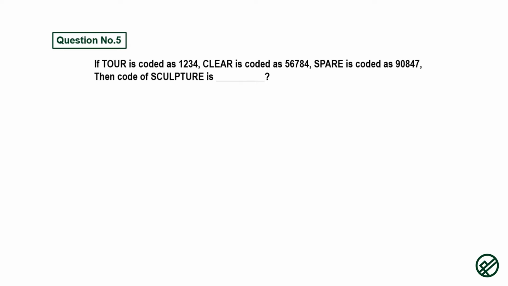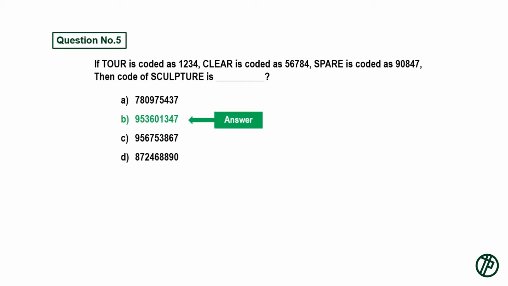Question number 5. If tour is coded as 1234, clear is coded as 56784, spare is coded as 90847, then code of sculpture is? Option A, 780975437. Option B, 95360137. Option C, 9567533867. Option D, 8724688890. Answer is option B, 95360137.